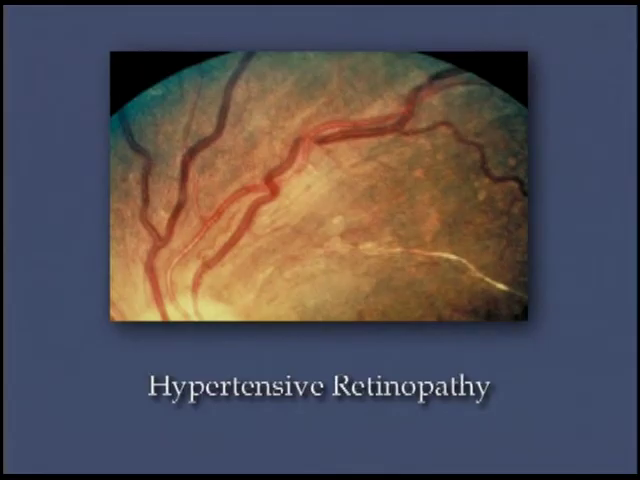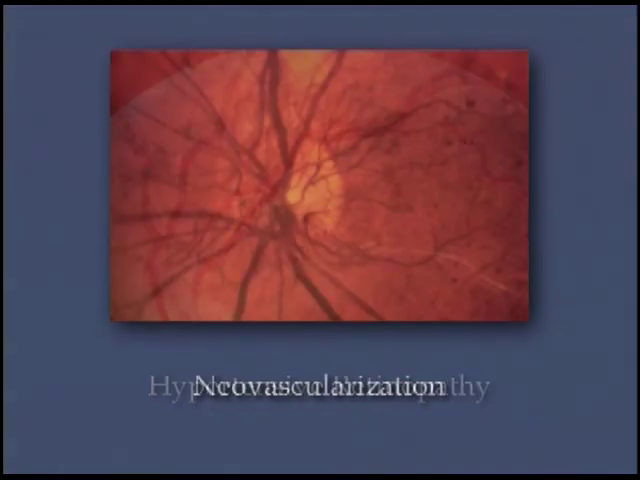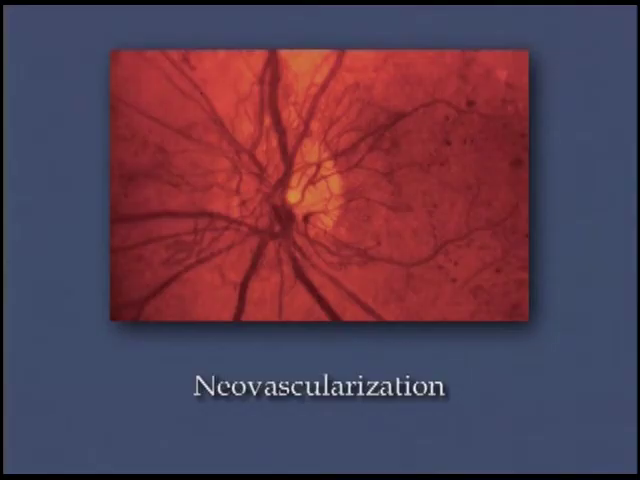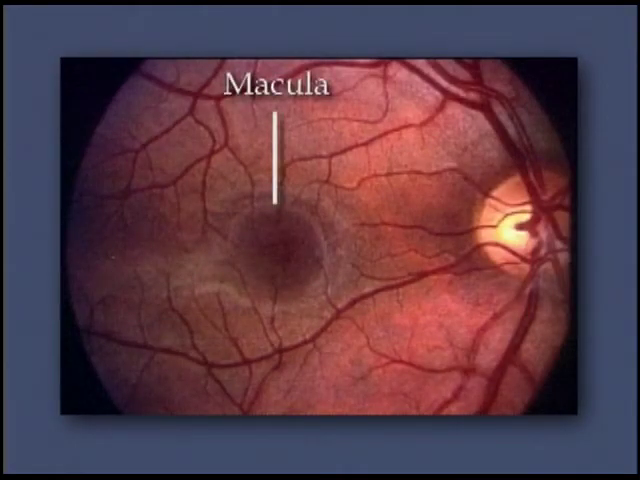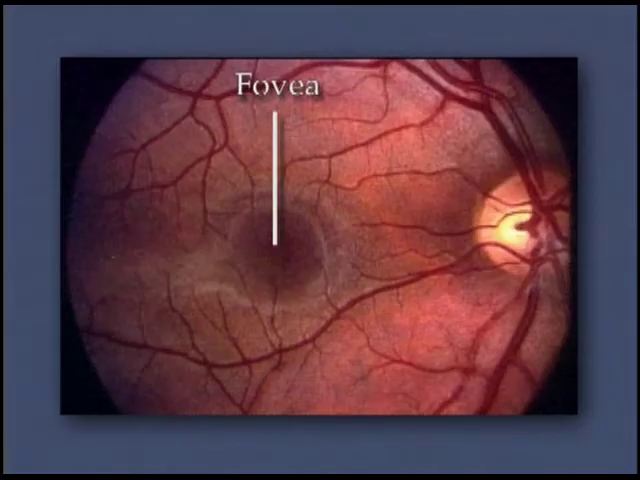Signs of pathology include narrowing of the vessels where the arteries cross the veins, as seen here in a hypertensive patient, and neovascularization, seen here in a diabetic patient. The last area to examine is the macula. It's located approximately 2 disc diameters temporal and slightly inferior to the optic nerve. The fovea is the central area of the macula and is responsible for sharp central vision. The pigmentation in the fovea is slightly darker than the rest of the retina.